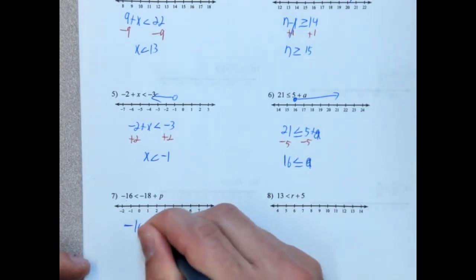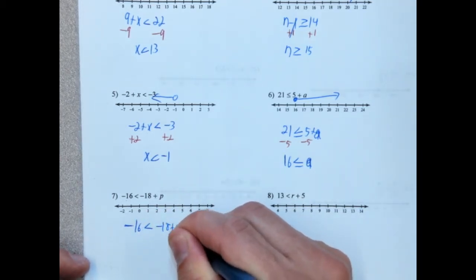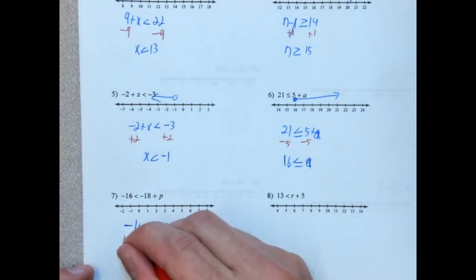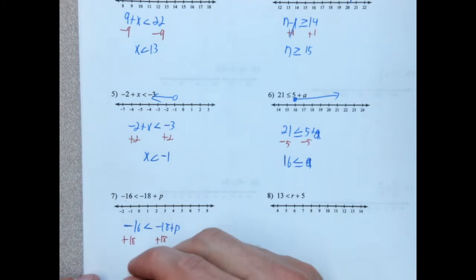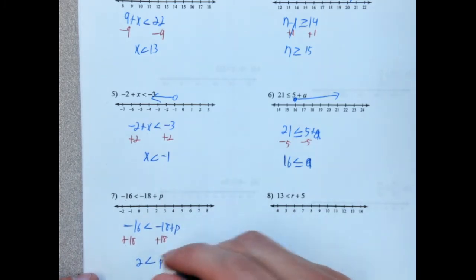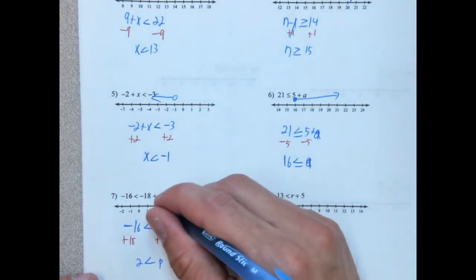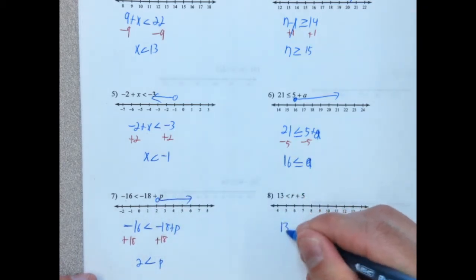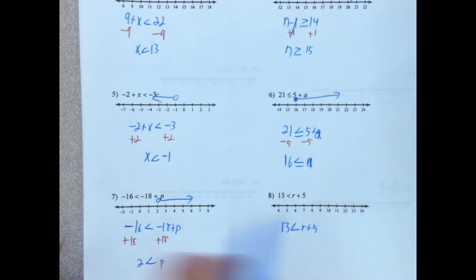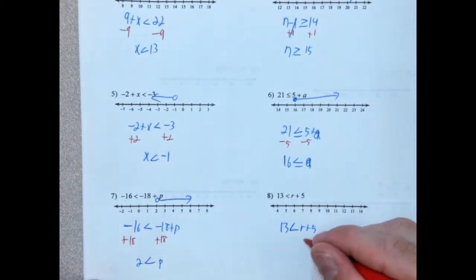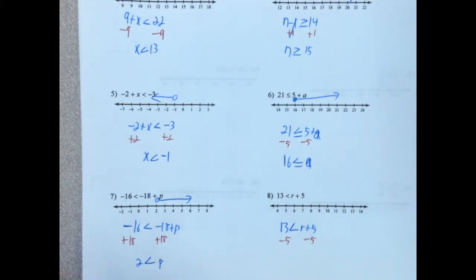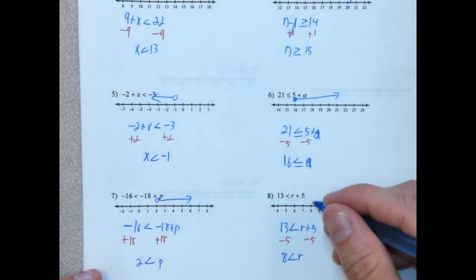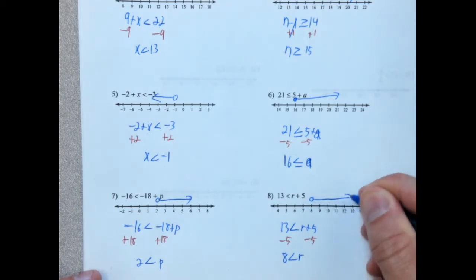Negative 16 is less than negative 18 plus p. We're going to add 18 to both sides. So 2 is less than p. So 2 is here. P is greater than it, so we're going that way. And 13 is less than r plus 5. We're going to subtract 5 from both sides. So 13 take away 5 is 8. So 8 is less than r, so r is greater than 8. So we're going non-inclusive to the right.